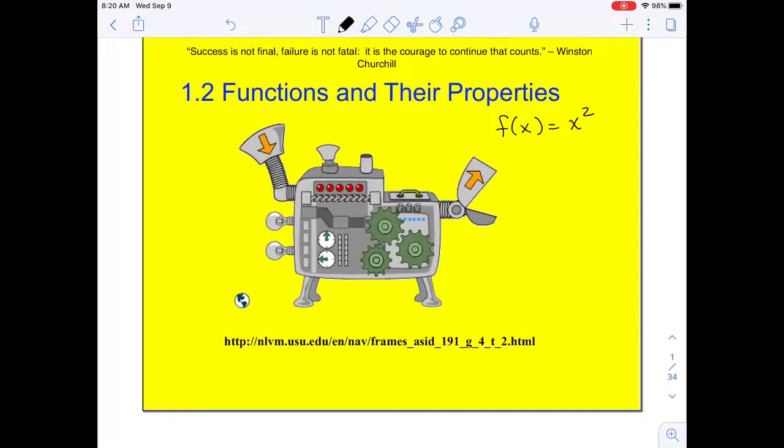Section 1.2, functions and their properties. When you think of functions, you might think of something that looks like this, f of x equals x squared.